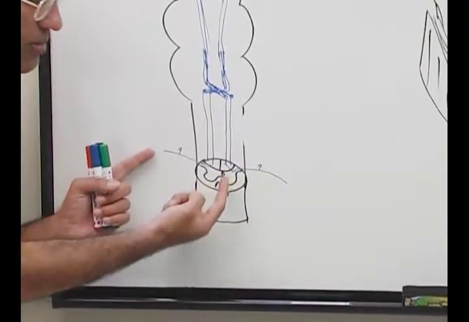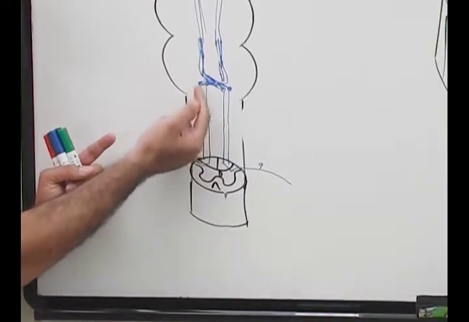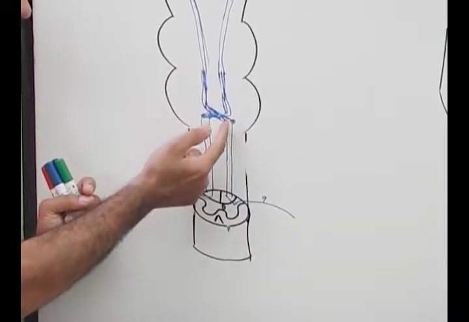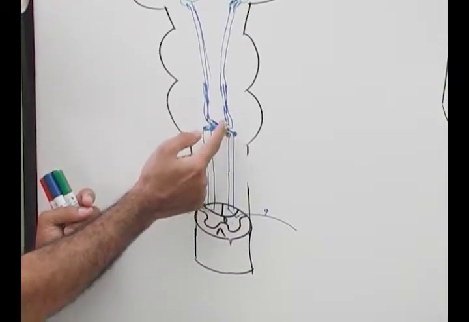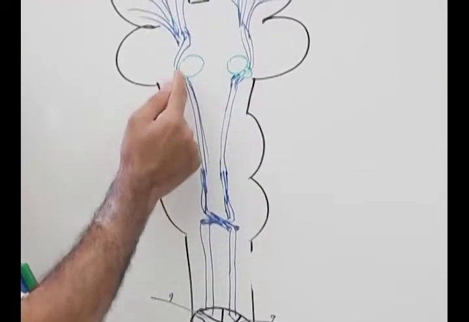So dorsal column fibers, as they are going upward as fasciculus gracilis and cuneatus, the part of the medulla, by terminating in the nuclei of the gracilis and cuneatus system, they cross as internal arcuate fibers, and they are ascending as, what is this? Please, what is this?